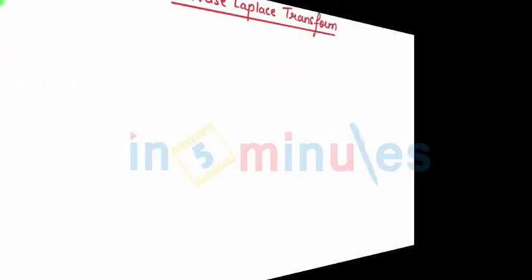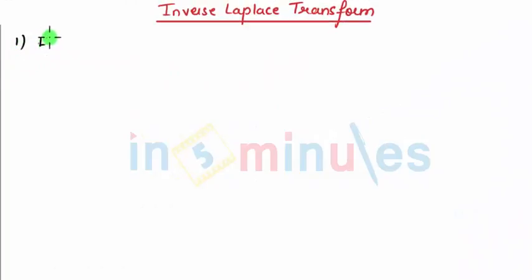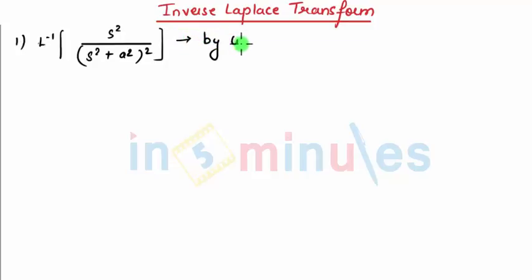Let's start. The first sum is we need to find the Laplace inverse of s square divided by s square plus a square, the whole square. Now, if you see the sum, you can easily do this sum by partial fractions also. Why use the convolution theorem? In university papers, normally they say by convolution theorem, so we have to use the convolution theorem.